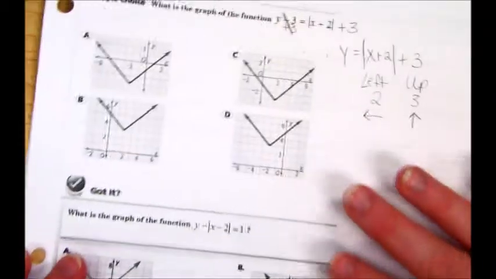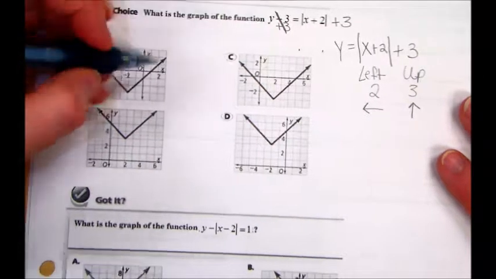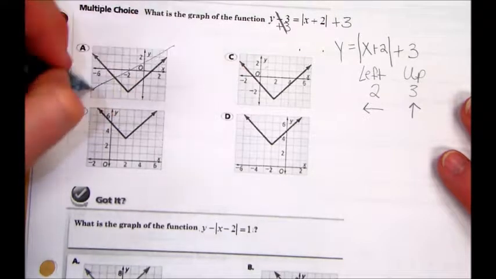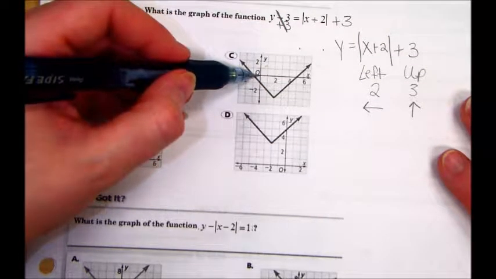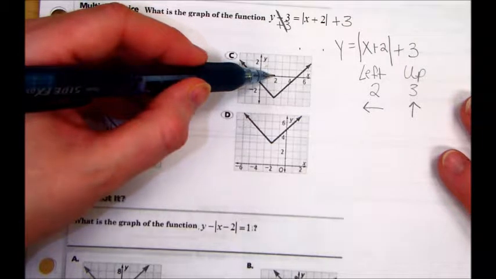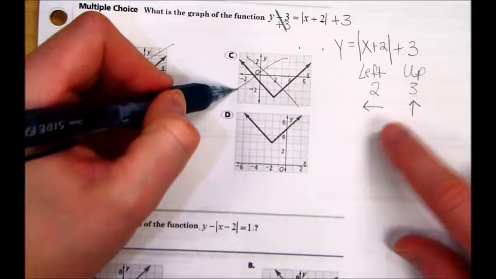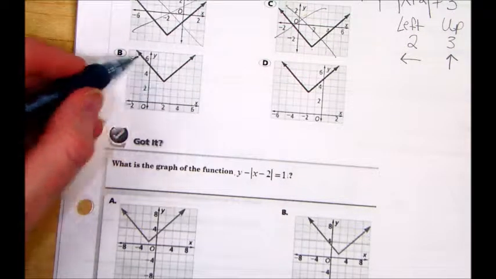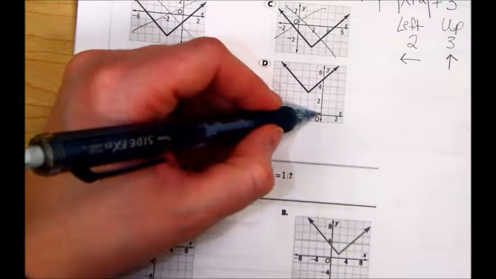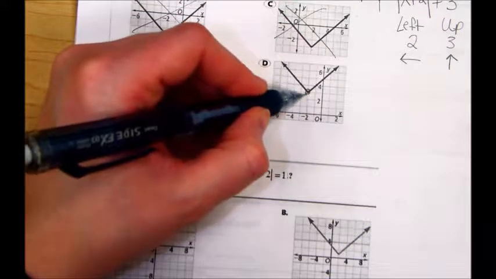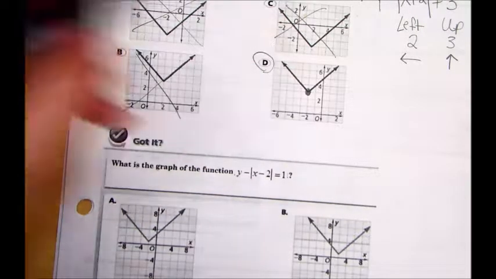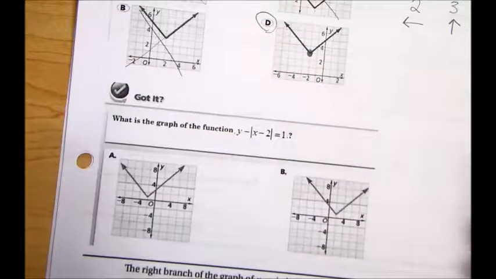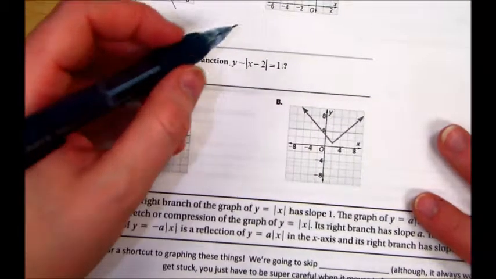So let's find which graph satisfies that. This one has moved left 2 but down 3. This one has moved right 2 and down 3. Remember, I need left and up. This one has moved right 2 and up 3. This one, here it is, left 2, up 3. There's your vertex, left 2, up 3. That one is the left 2, up 3 one. That's your right graph.